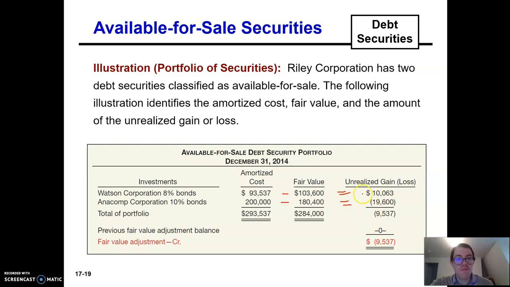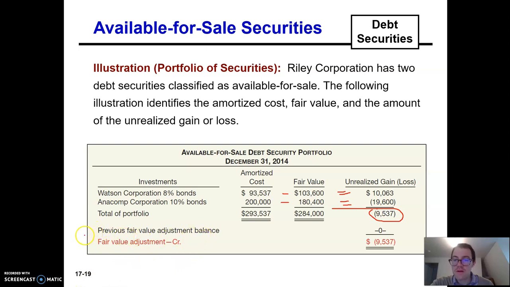Okay, so looks like the fair value is greater than the cost. We have an unrealized gain. And then the second one, the fair value is less than the cost. We have an unrealized loss. So in total, we have an unrealized loss of $9,537.